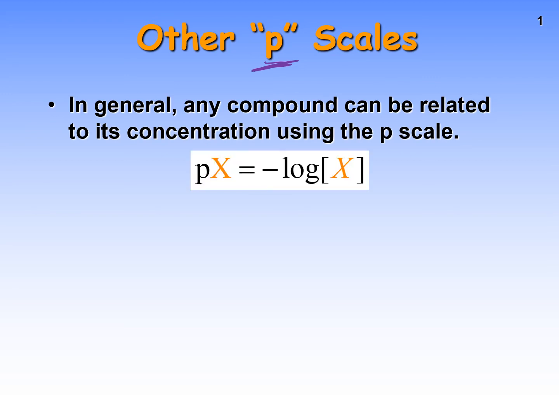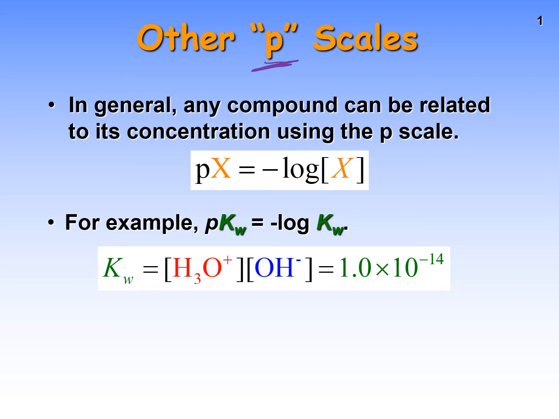Anything X here is just the negative log of that X. So if we wanted to calculate, for instance, pKw, this would just be equal to the negative log of Kw. And the same thing is true of any other type of system. If we have P shoes, then we take the negative log of the concentration of shoes. So this is kind of how we deal with logarithmic scales or power scales.